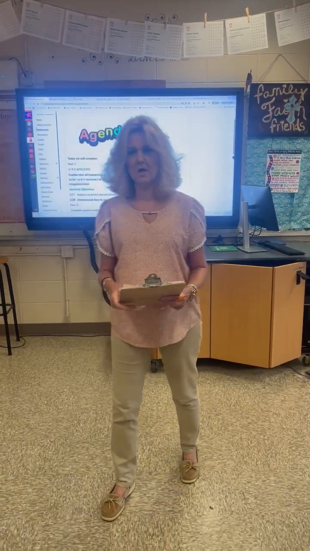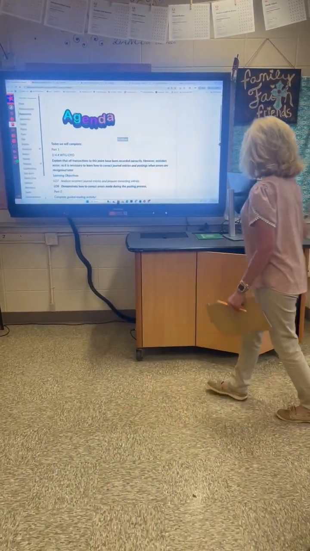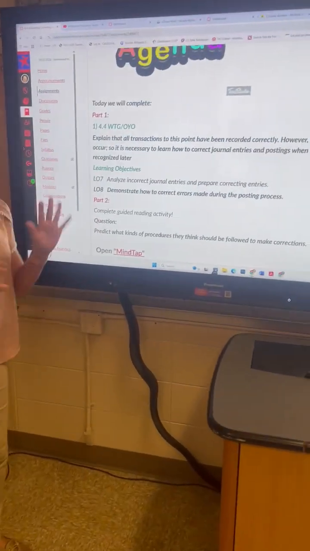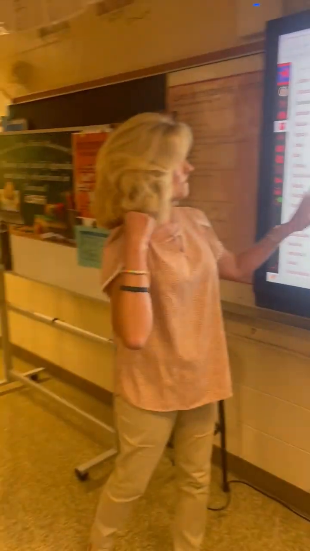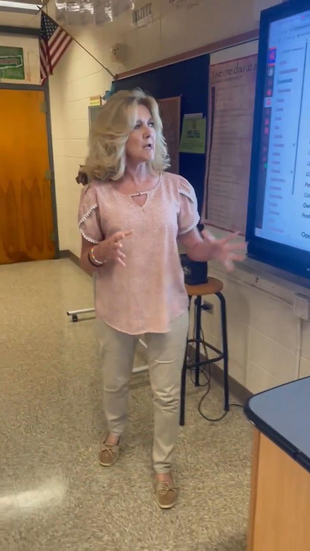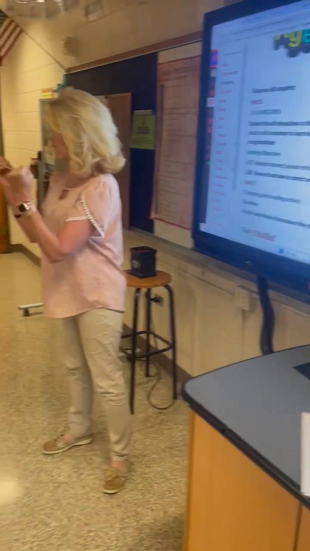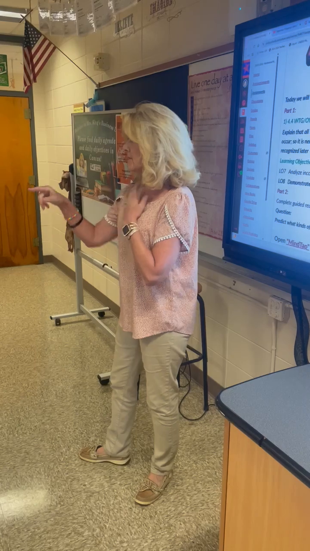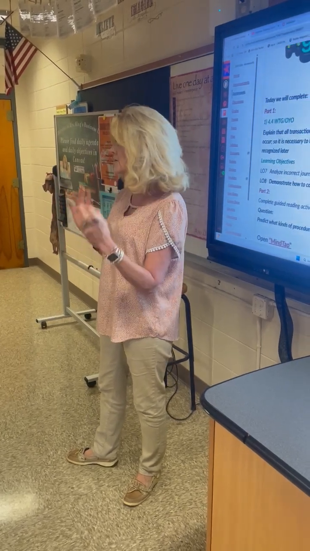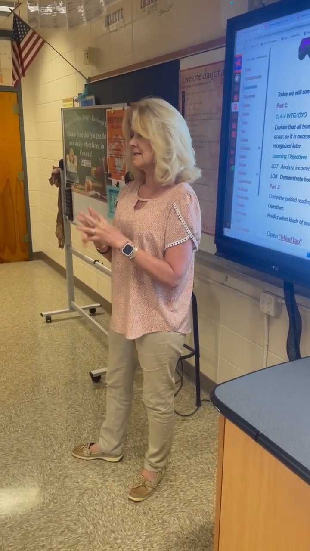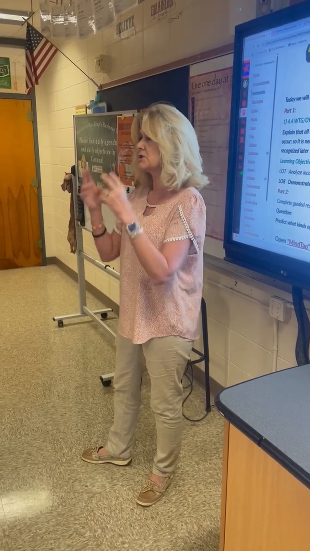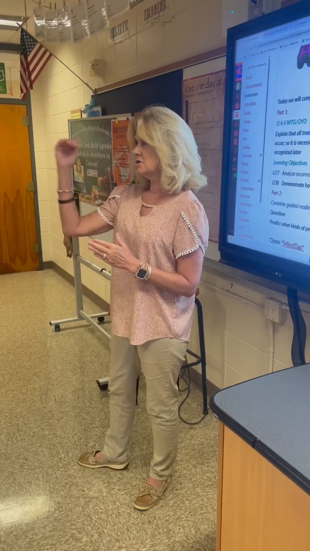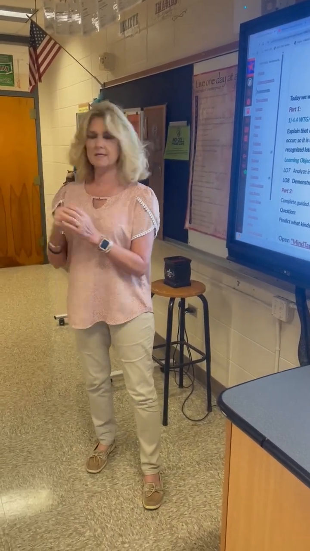As we get started, this is our objective. First, we're going to explain that all transactions to this point have been recorded correctly, because we've been doing that in our simulation. However, mistakes happen. You put the numbers in wrong. And one thing about accounting, because it is automated, it does a lot of it for you, you still have to have that human connectivity. Are you choosing the right account? Did you put the right numbers in?